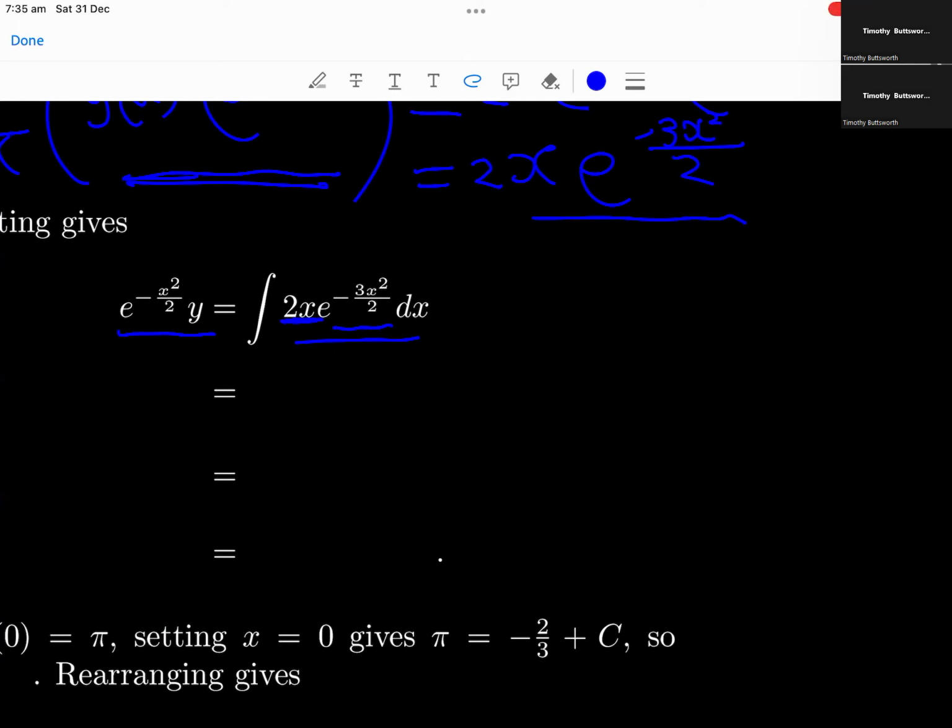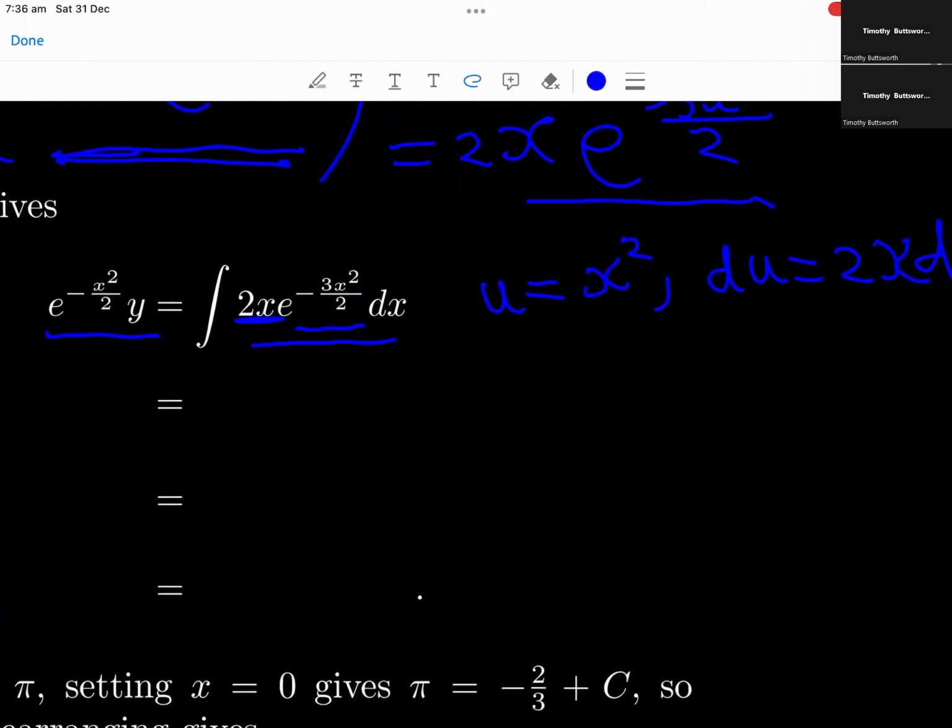So if I use the substitution u is equal to x squared, I find that du is equal to 2x times dx. And so what that means is that in this integral, the 2x times dx just becomes du, and what I'm left with is e to the minus 3x squared on 2. But remember, I'm saying that x squared is equal to u. So that just becomes e to the minus 3u divided by 2.